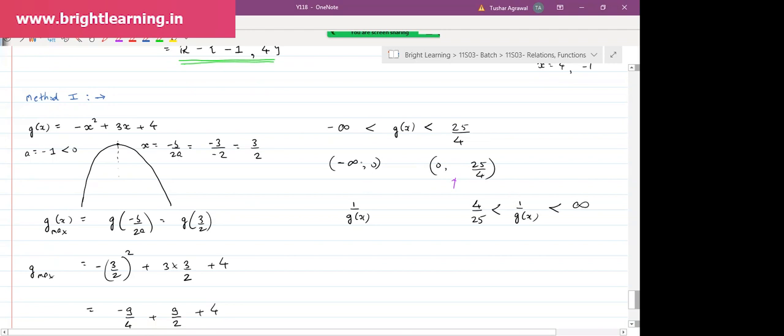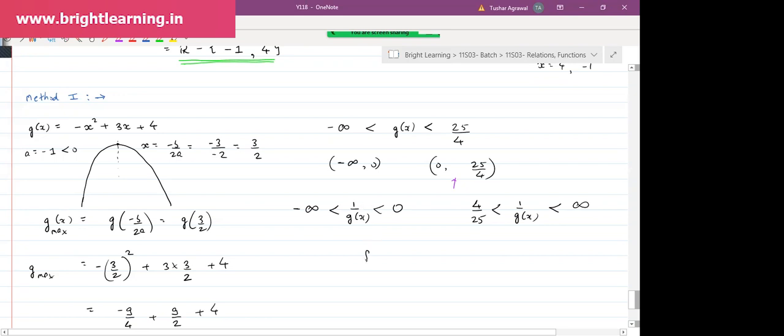And now 1 upon G of X will be, magnitude wise, as big as you want, that is negative infinity. So 1 upon G of X, with G of X magnitude wise as small as you want, 0. So 1 upon G of X is magnitude wise as big as you want, but in negatives. So it will be negative infinity.